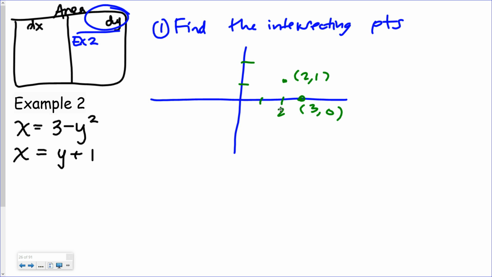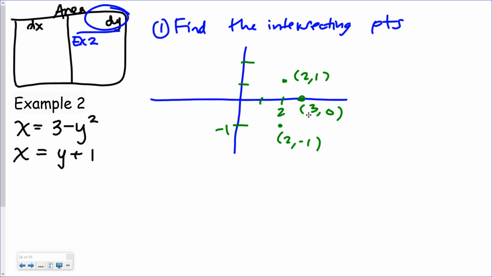Sorry about that. You guys good with that? If y is 1, x would be 2, right? What if y is negative 1? x would still be 2, right? So I'm going to come down here and say, okay, well, if I had a negative 1 here, x would be 2. So right here, (2, -1).